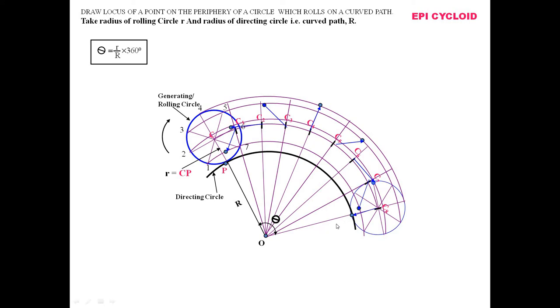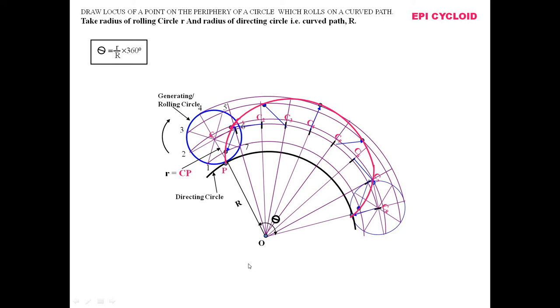So this is the position of the point when it completes one revolution of this rolling circle. We'll join the points P1, P2, P3, P4, P5, P6, P7, P8 with P by a smooth curve. So this is the required epicycloid.